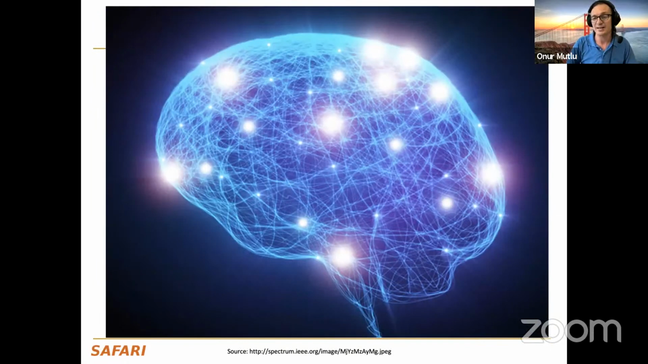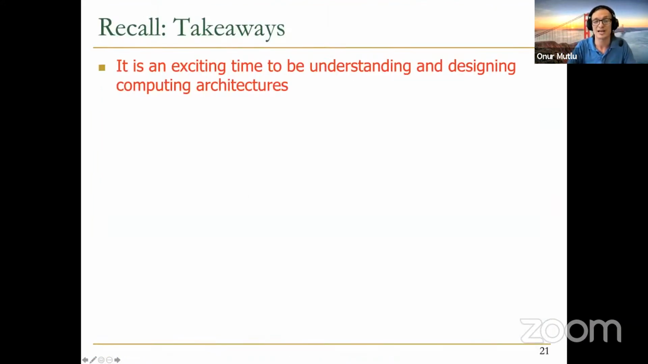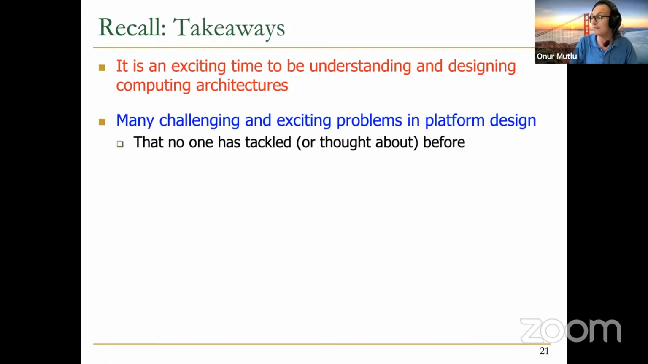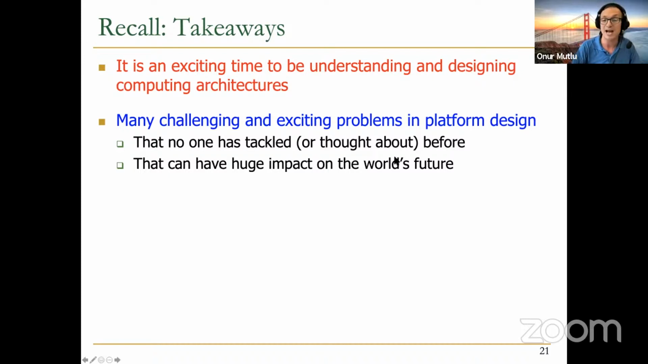But essentially, people have also been trying to make things more intelligent, imitate neural networks, machines like this maybe, and try to create artificial intelligence. And it's not an easy task. We really need to think more about how we understand and design architectures. That's one of the reasons why it's an exciting time to be understanding and designing computing architectures. There are many challenging, exciting problems that no one has tackled or even thought about before. We're really scratching the surface, I think, in intelligence, for example, and how to design systems for intelligence or genomics. And all of these can have a huge impact on the world's future.